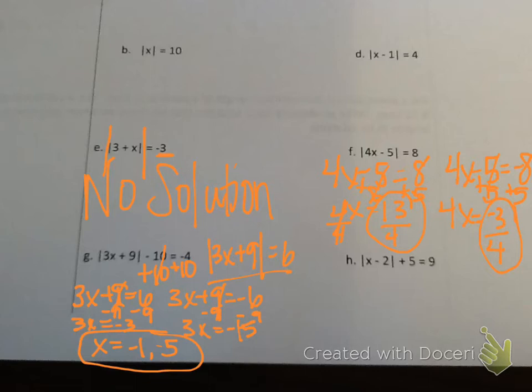H is more of the same. We have to get rid of whatever's here. So the absolute value of x minus 2 is 4. X minus 2 is 4. X minus 2 is negative 4. Add 2 to both sides. X equals 6, or x equals negative 2.